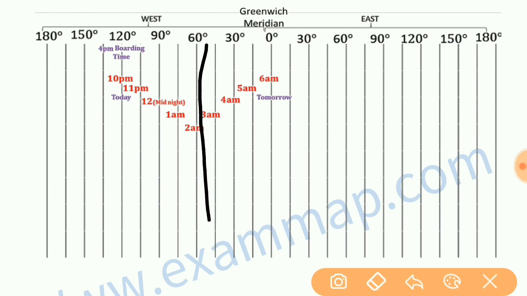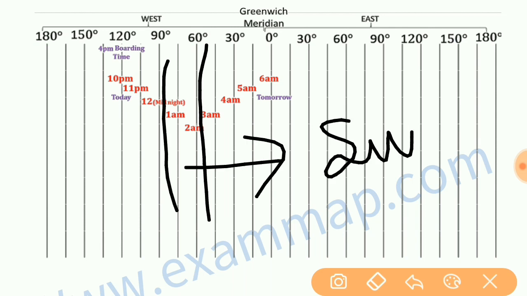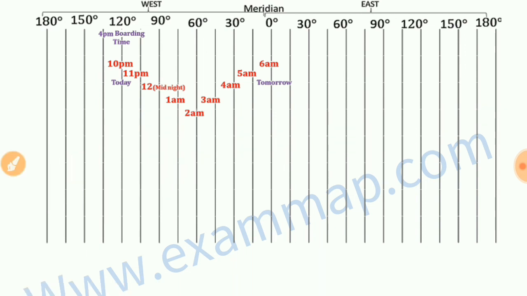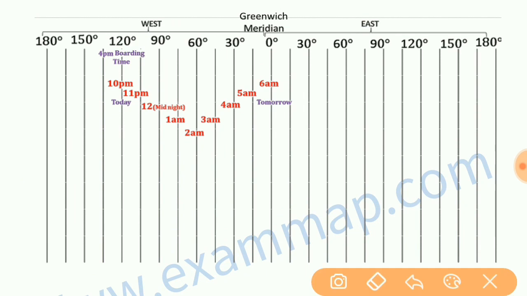Suppose we have Sunday here. By the difference of the time zone, from 6 a.m. to 12 a.m., we have a day which is less by 1, which means on this side we will have Saturday. I hope you get this, how we calculate the time zone to the east of the Greenwich meridian and to the west of the Greenwich meridian.